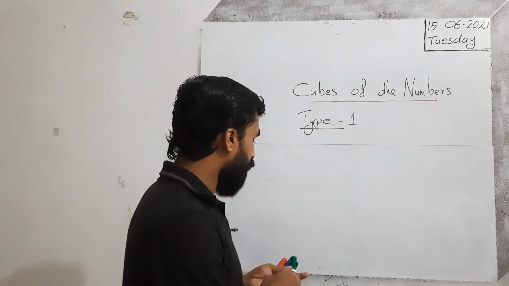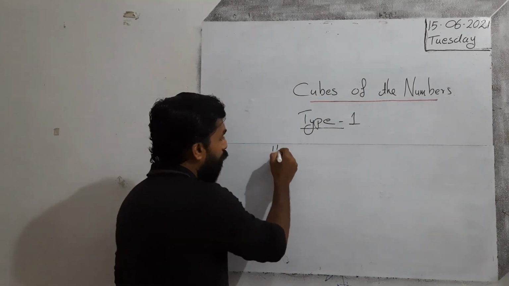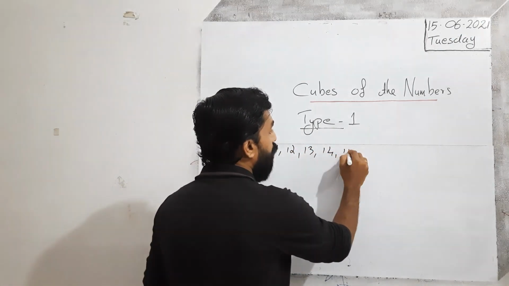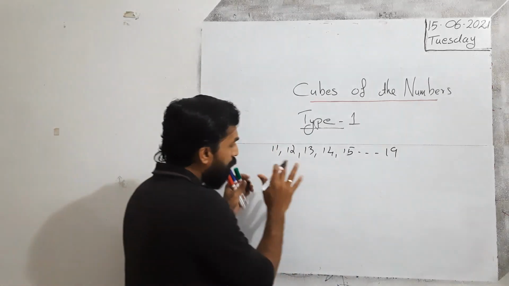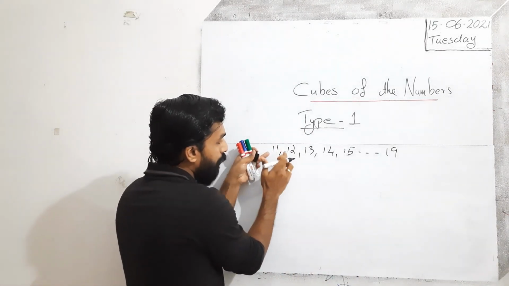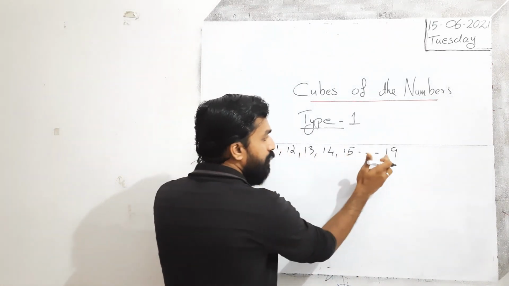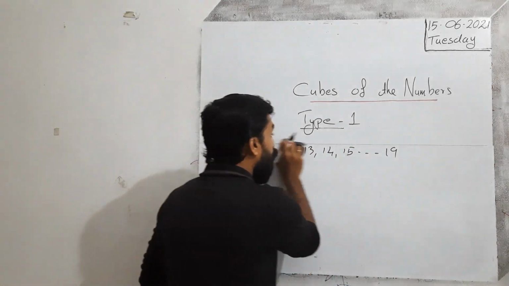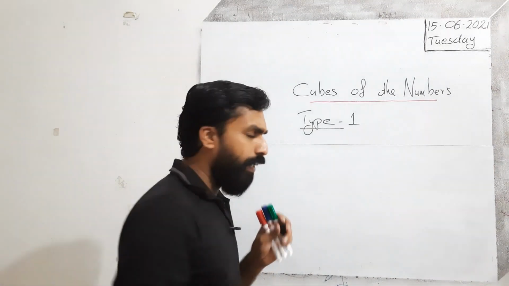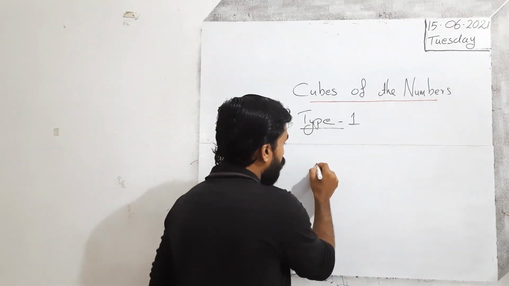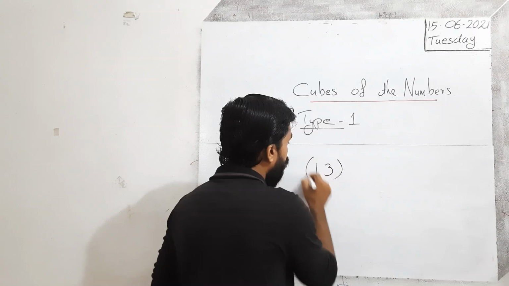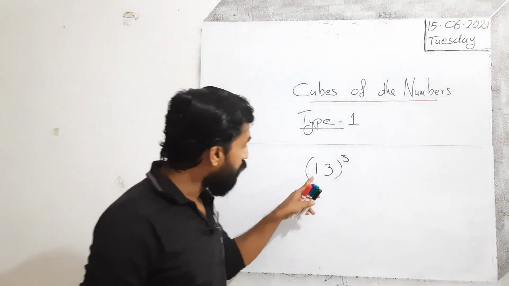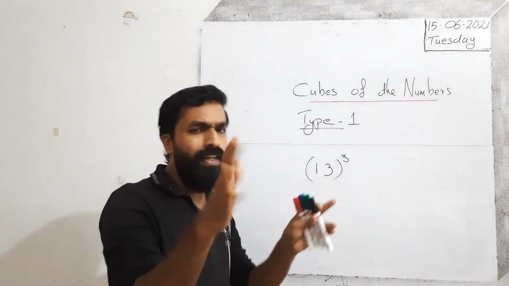The first type is 11, 12, 13, 14, 15, etc., up to 19. Meaning the tens place is 1 everywhere. How do we find the cubes of these numbers? For example, we have to find the cube of 13. Here the tens place is 1, and the unit place can be any number, no problem.